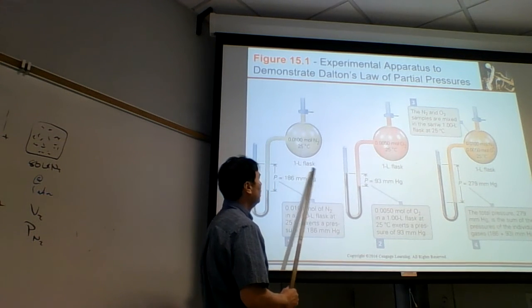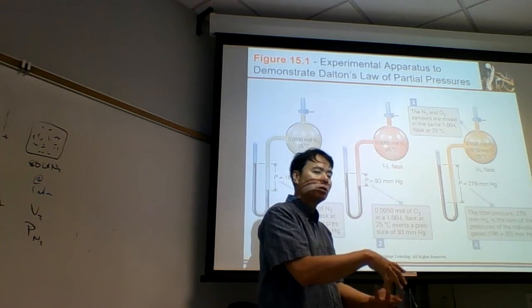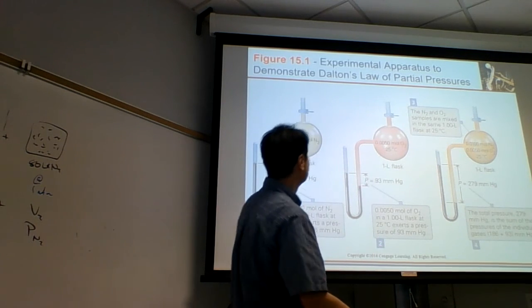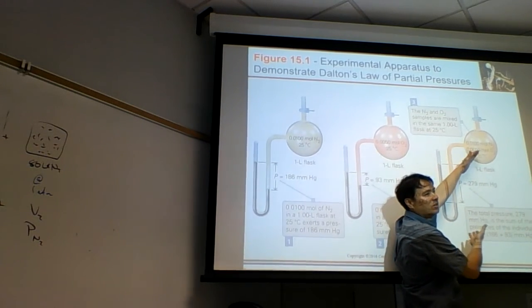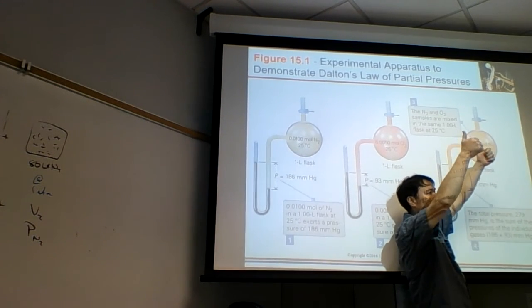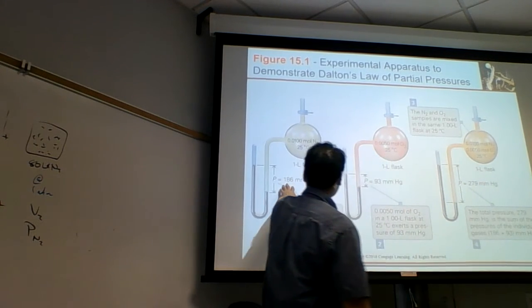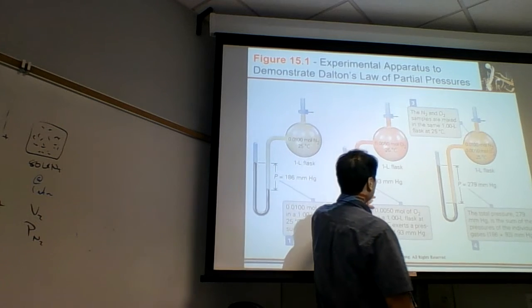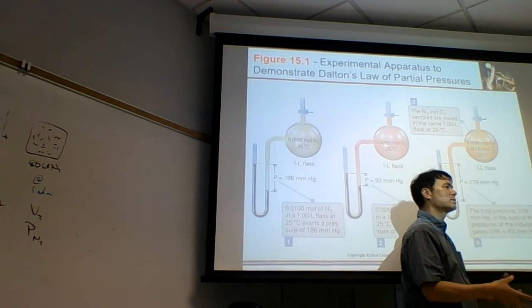And then, if you take this nitrogen and compress it into one container, what we're doing is taking the nitrogen and oxygen and compressing this into the same size container. The pressure is going to increase. Now we have a lot more molecules in here. Here the pressure was 186. Here the pressure is 93. Here the pressure is going to be 186 plus 93 because now we got both gases in one container.